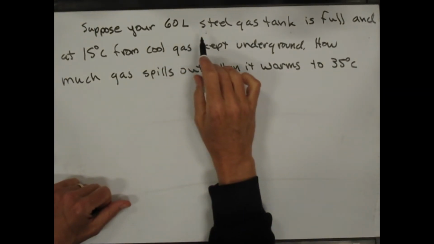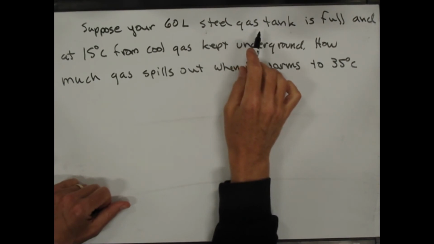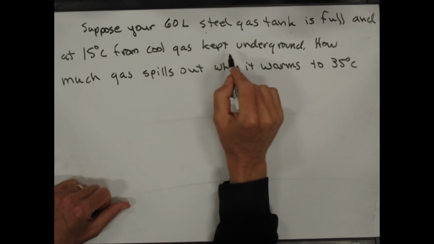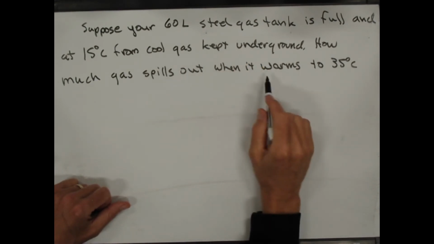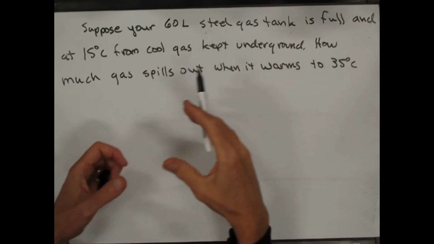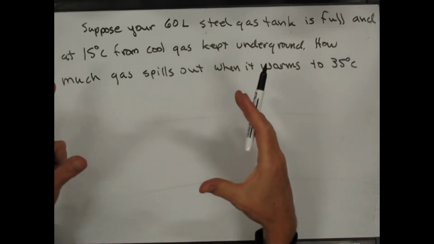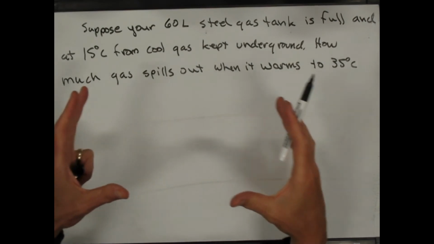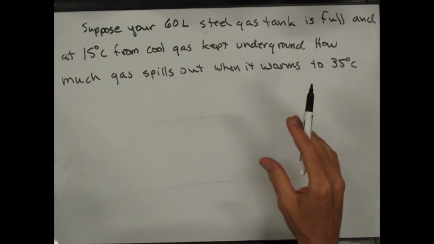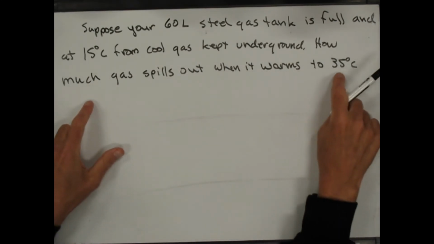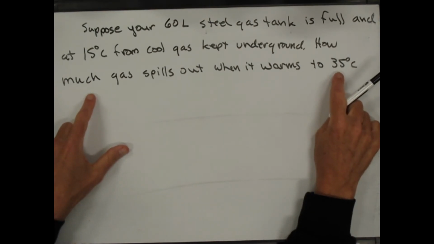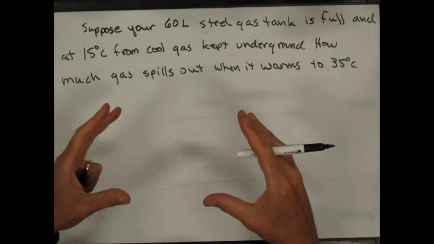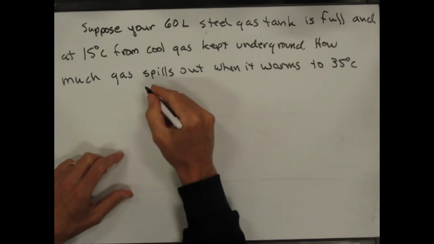So suppose your 60-liter steel gas tank is full and at 15 degrees C from cool gas kept underground. All right, how much gas spills out when it warms to 35 degrees? So you put gas in your tank, and the gas and the tank are at 15 degrees Celsius. But in the air outside, it warms up to 35 due to the engine and other stuff. And so when that happens, both the gasoline and the tank expand. And so we want to know the difference between those two numbers, right?